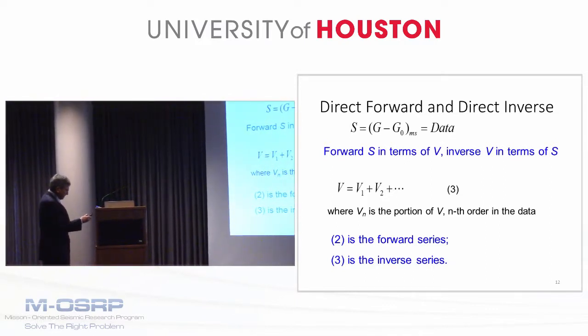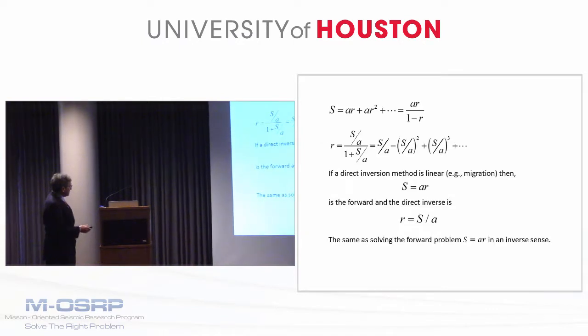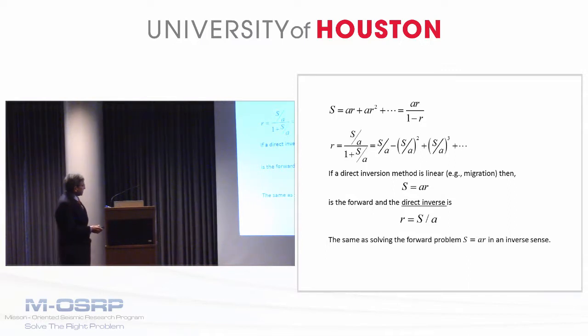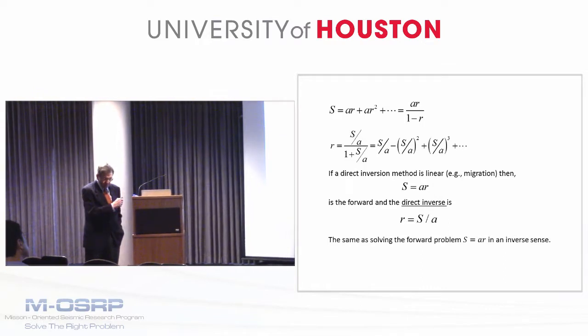So there's a forward series and an inverse series. The question is, what's V1, what's V2, and so on? Okay, we said this already. I'm not sure it's in the right place in the talk, but there's a misunderstanding among a lot of people who do inversion, and we'll make it clear when we talk about the elastic equation. That's that taking a forward problem and solving it in an inverse sense is the same as solving an inverse problem directly.